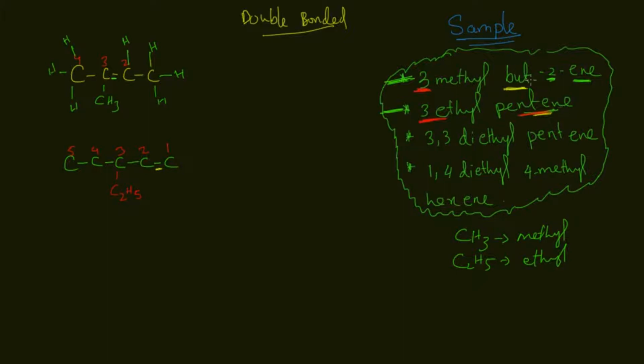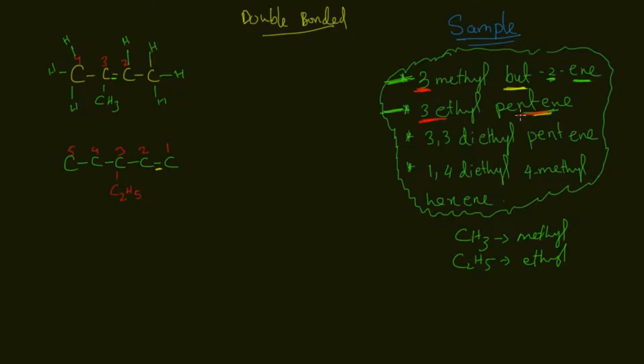In the first example you notice that we didn't write butene, because the double bond was not present at the first carbon. It was present at the second carbon. Remember this: whenever the double bond is present at the first carbon, we can just attach that "ene" to the but or pent. Understood? So this is the trick here.